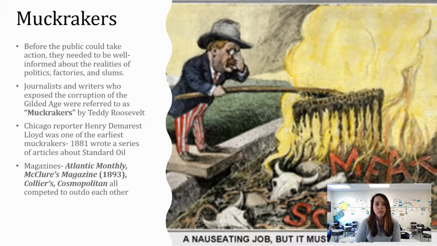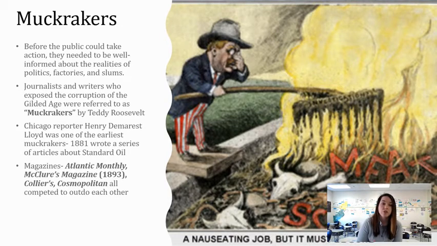So before the public could actually take action and encourage legislation, they needed to know what's going on. There's no social media back then, right? So you have newspapers and magazines. So journalists and the free press did play an important role in getting progressive reform.